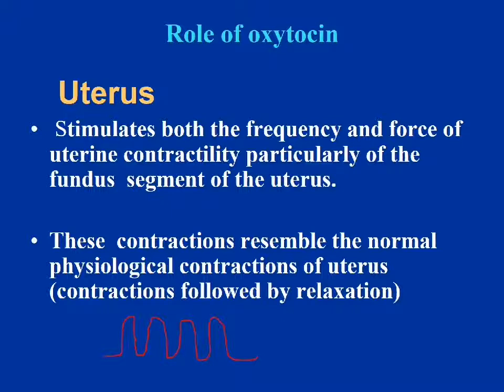What's the role of oxytocin on the uterus? It stimulates both frequency and force of uterine contractility, particularly of the fundus segment of the uterus. These contractions resemble the normal physiological contractions of the uterus. Contractions followed by relaxation. Why contractions followed by relaxation? To relieve the muscle itself, because when the contraction is sustained, maintained, exhaustion happens.